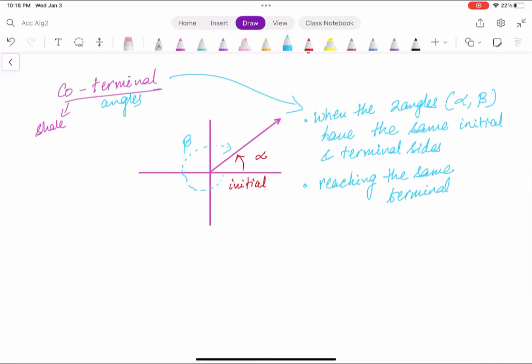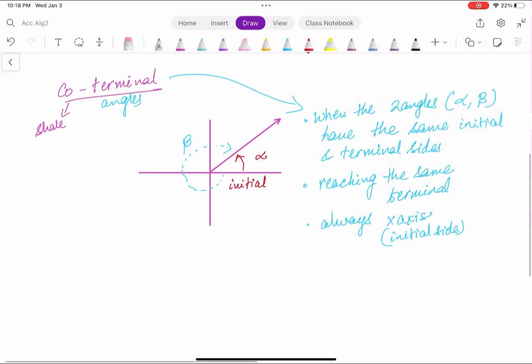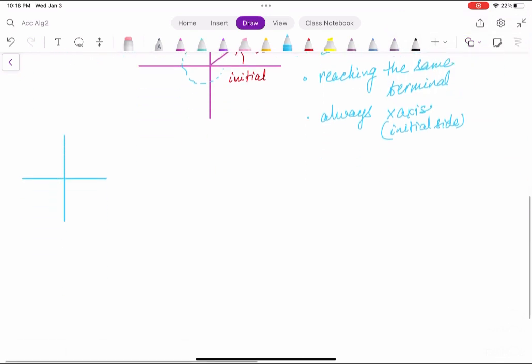So co-terminal angles are quite important. So after this, we can always say the x-axis is always the initial side. Okay, let's take another coordinate plane.